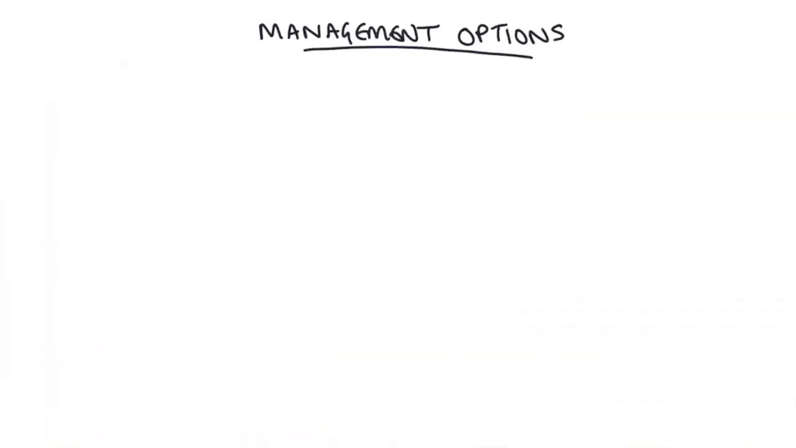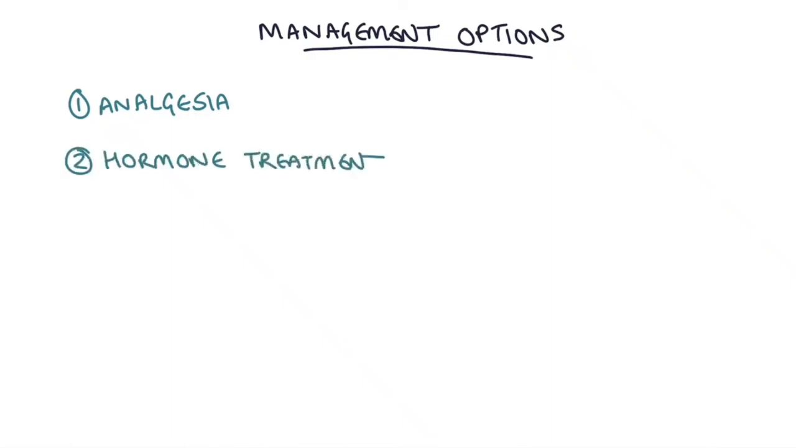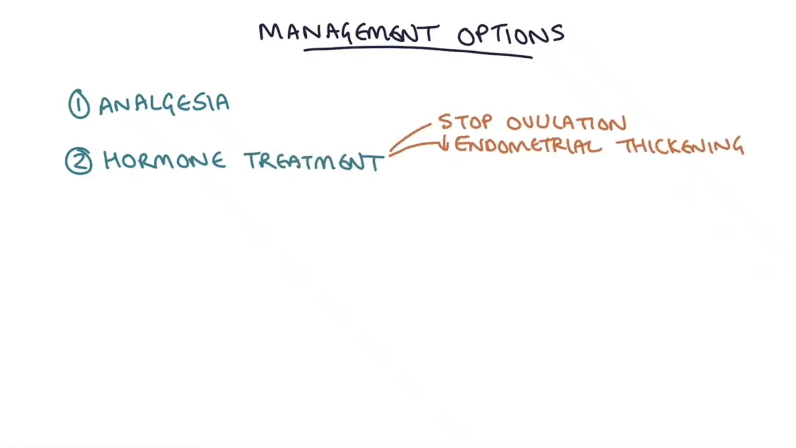So finally, let's move on and have a quick look at the management options that we have. The main thing is to offer some analgesia for the person's chronic or cyclical pelvic pain. The first line really for treating endometriosis is to give hormonal medications that stop ovulation and reduce the amount of endometrial thickening. By stopping ovulation, you reduce the amount of estrogen and progesterone hormones that are thickening up the endometrium and then shedding during menstruation.